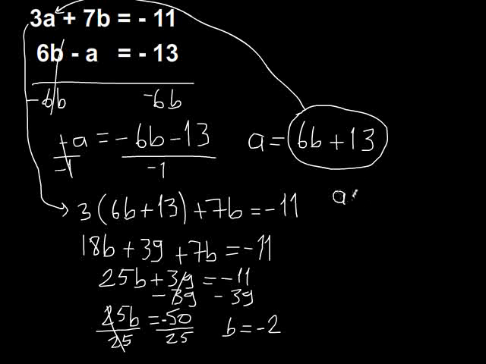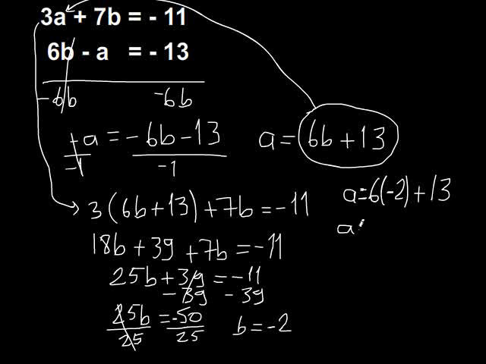a becomes 6 times negative 2 plus 13. If we simplify further, 6 times negative 2 gives us negative 12, plus 13, and a becomes 1. And since we know a and b, we can write our solution set as 1 and negative 2.